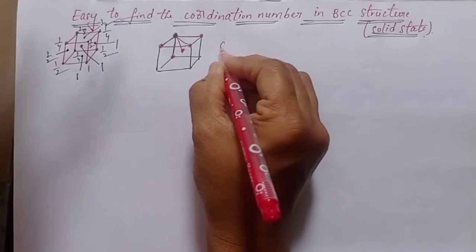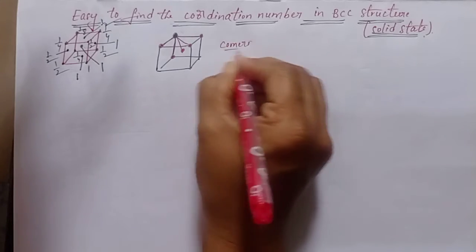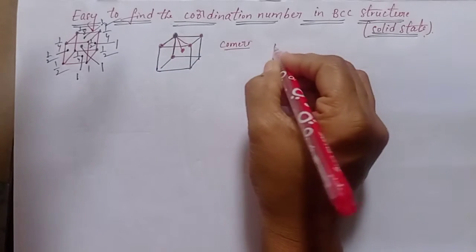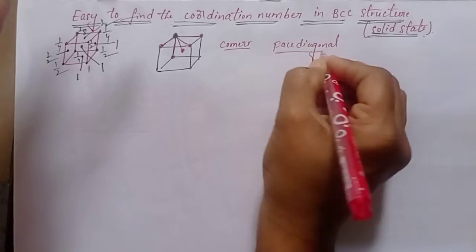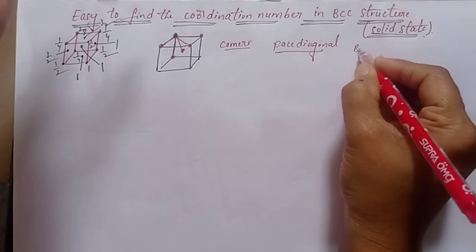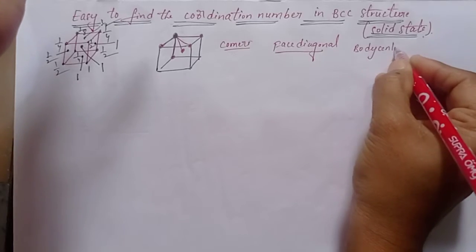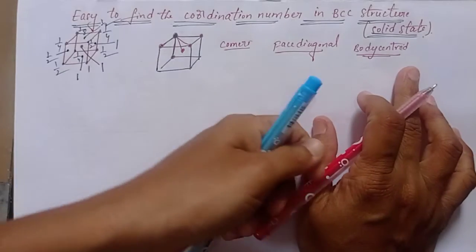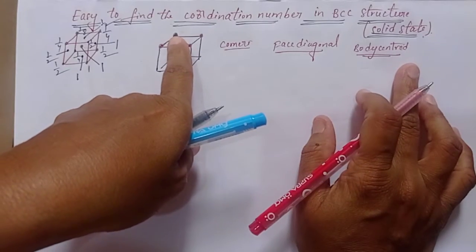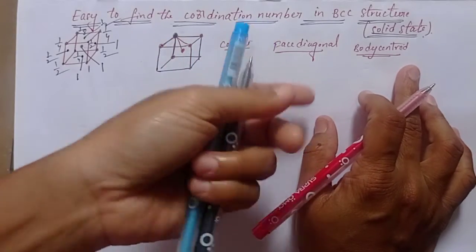See, students, first the corners I am taking. This is the corner. Next one, the face diagonal particle. Next, the body centered particle. Okay, body centered particle, clear. So among these three particles, which is the nearest to the considered particle, I don't know, students. So first I am going to calculate the distance.